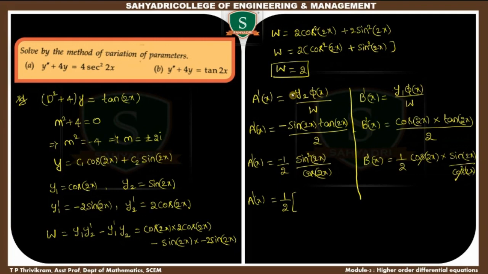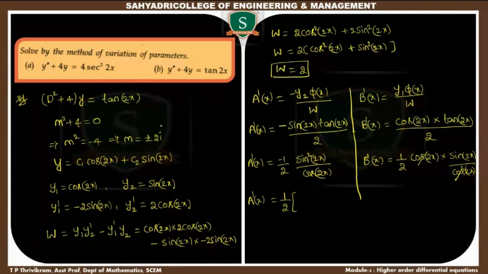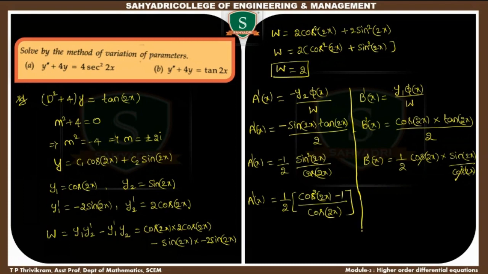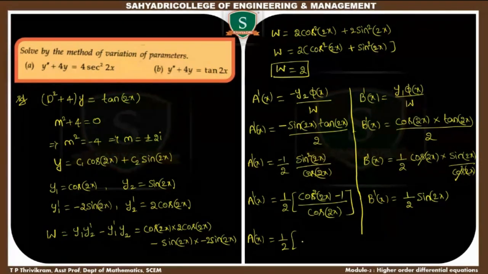To make integration easy, 1 minus cos 2x by 2, okay, 1 minus cos square x. Okay, so minus of 1 minus cos square 2x is cos square 2x minus 1, divided by cos 2x. Okay, so this much you'll get. Similarly, b dash of x is equal to 1 by 2 sine 2x. So a dash of x is equal to, if you split this denominator, one cos 2x gets cancelled, cos 2x will be there, minus 1 by cos 2x. It is secant 2x.